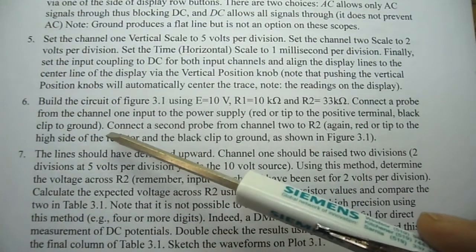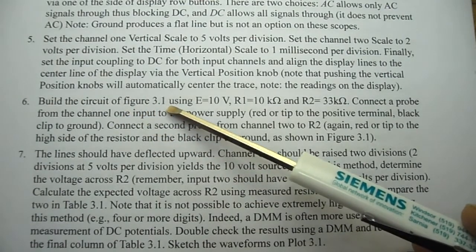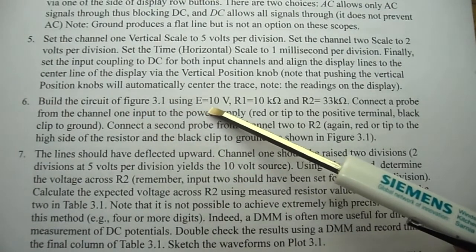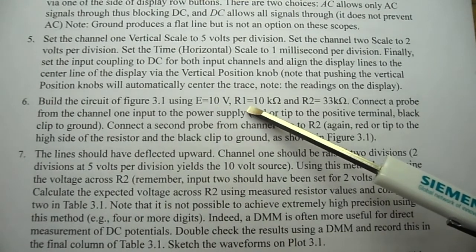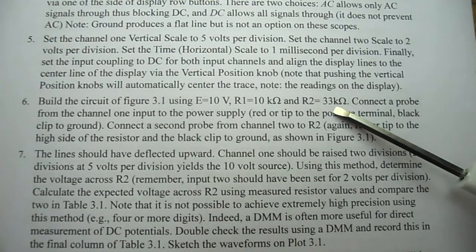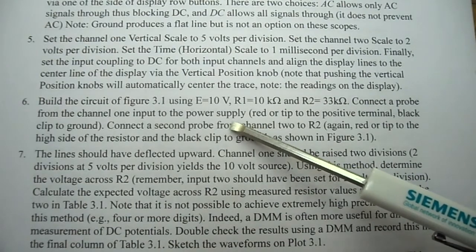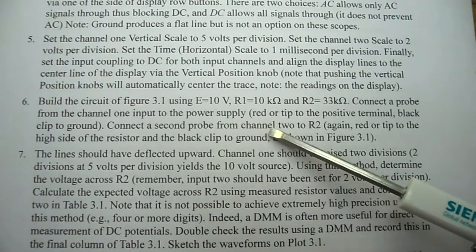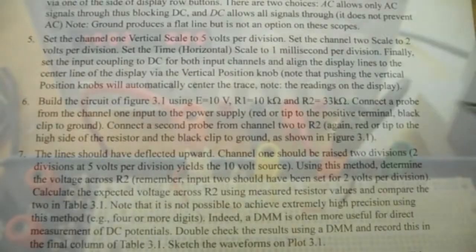Under procedure, step number 6, we're going to build the circuit of figure 3.1, and we're going to set our power supply to 10 volts DC. R1, we're going to use the 10 k ohm resistor, and R2 is going to be the 33 k ohm resistor. We're then going to connect the probes from channel 1 and channel 2 of the oscilloscope into our circuit. So I'll show you how that's done now.